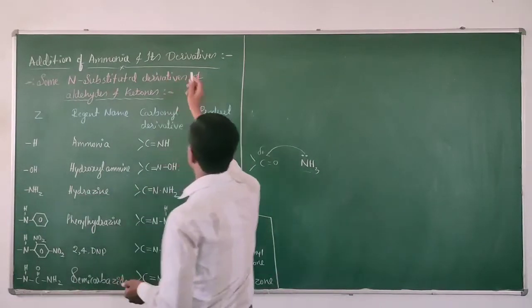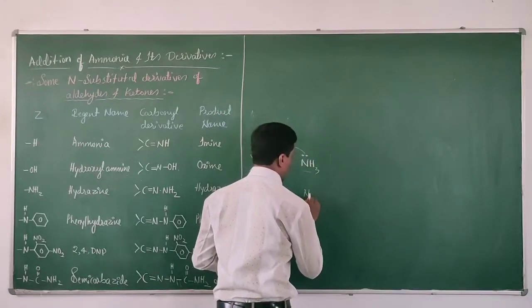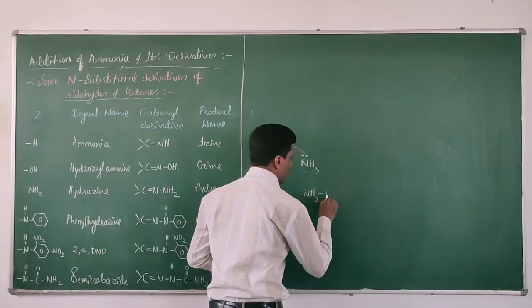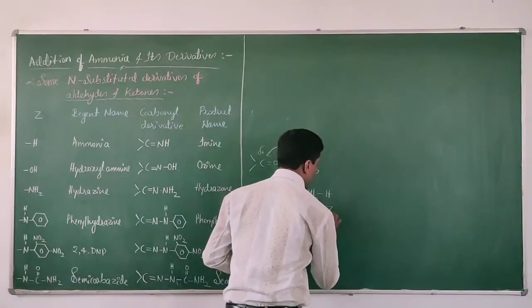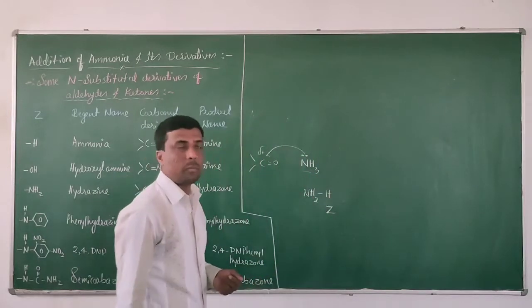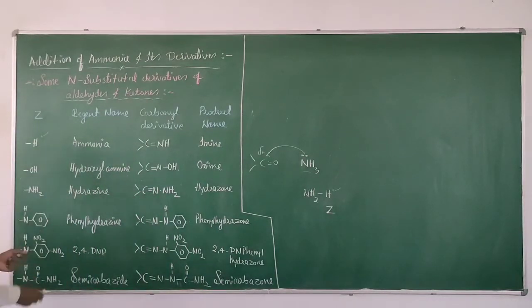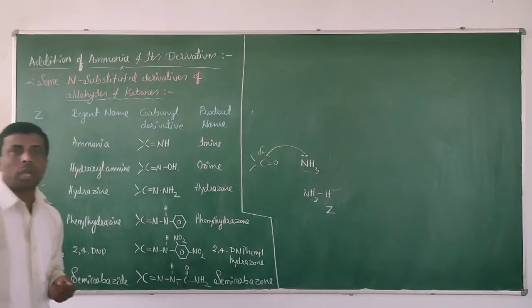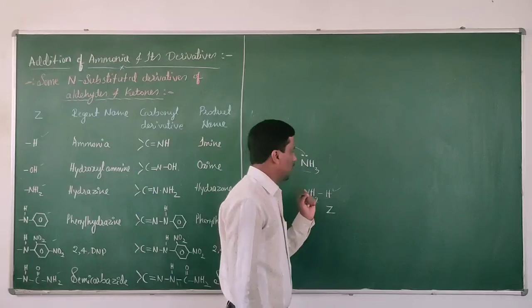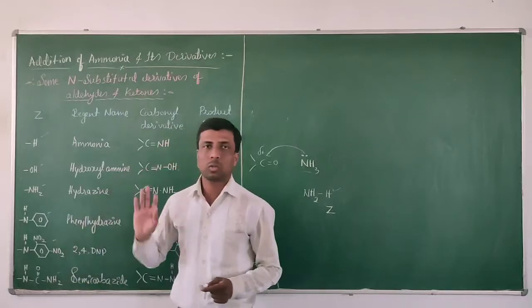What do you mean by its derivatives? It means derivatives of ammonia. Look at ammonia, NH2H. In this H place, we take a component Z. Z may be what? It may be hydrogen, or it may be any other species other than hydrogen. These are those species.